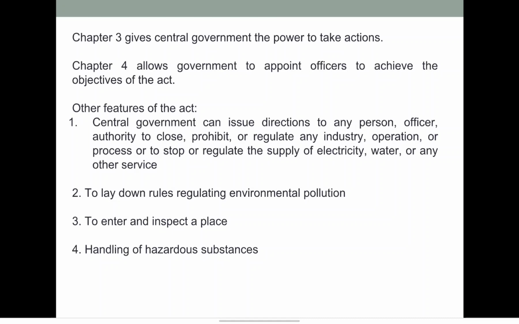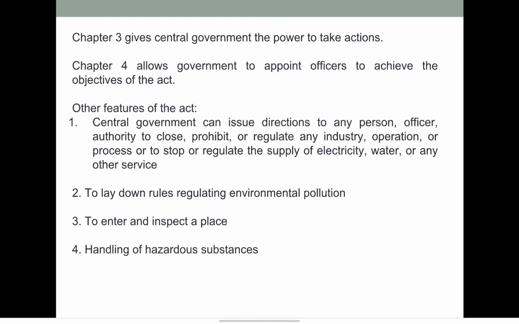Then, the power to enter and inspect a place: the central government authorizes certain persons, or let's say officers, and they can inspect any equipment in an industrial facility. They can inspect any record or register of that industrial facility. Also, they can conduct a search in that building or wherever the offense was committed. So the power to enter and inspect the place is also given in the act.